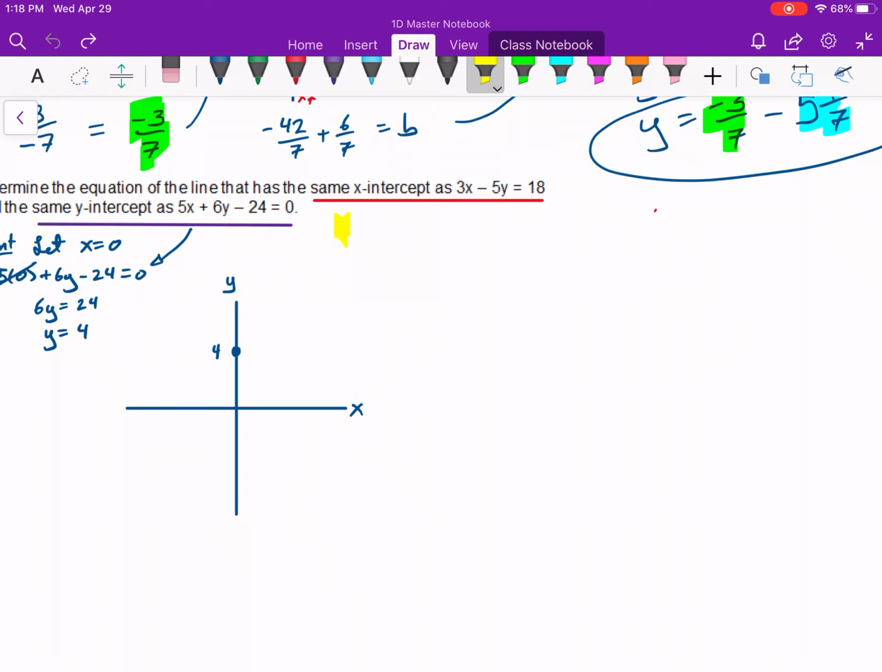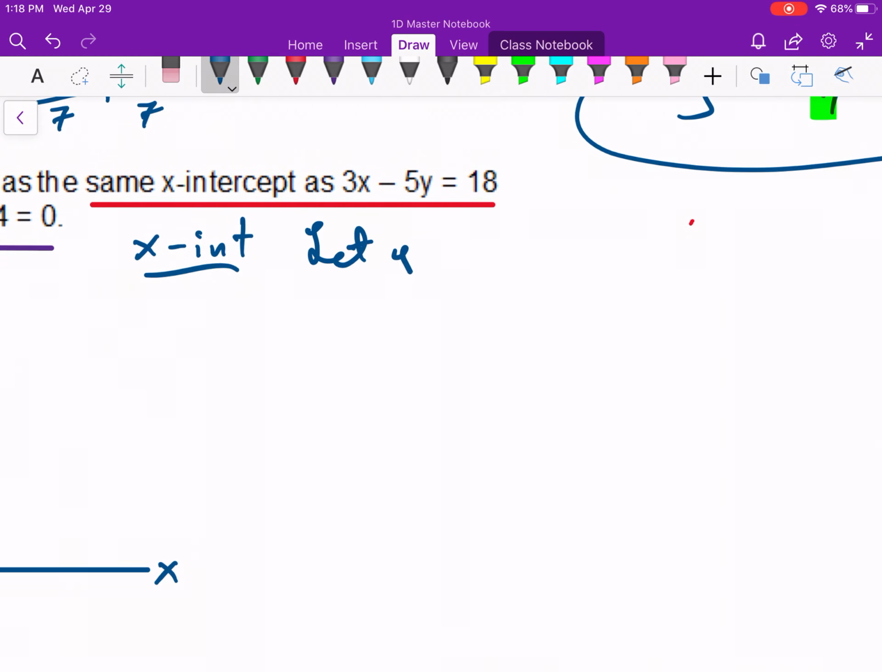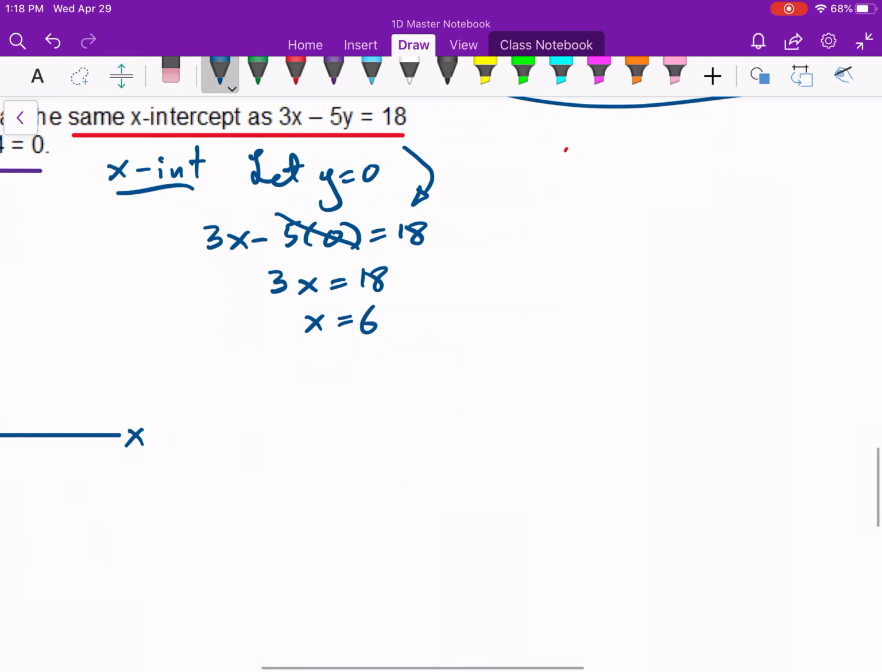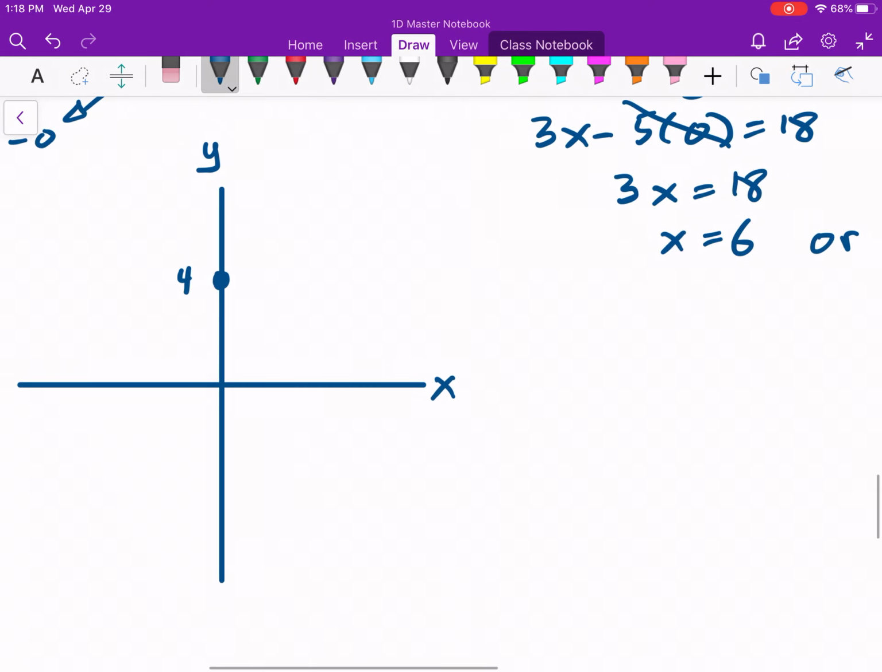So to get the x-intercept, I'm going to let y equal 0 on this equation. So I'll get 3x minus 5 times 0 equals 18. Again, this will disappear, leaving me with 3x equals 18. I'll divide each side by 3, x equals 6. Or, if I want to write it as an ordered pair, 6, 0, right? And so then I've got this x-intercept of 6.